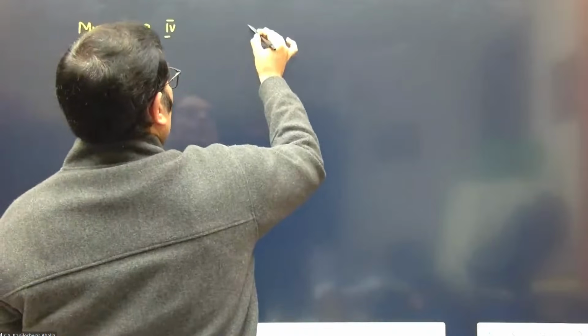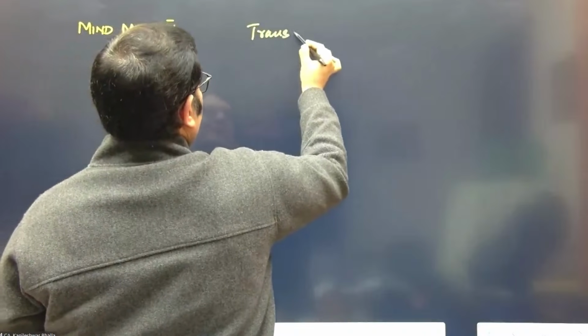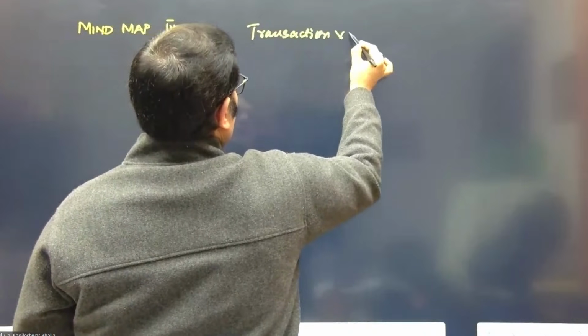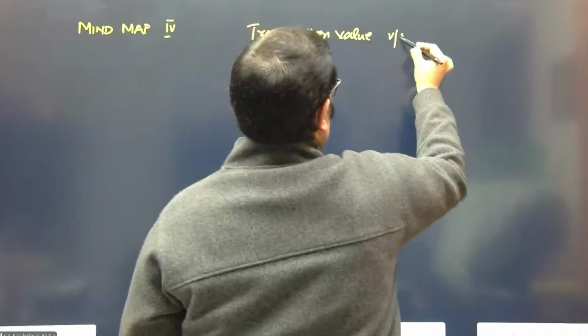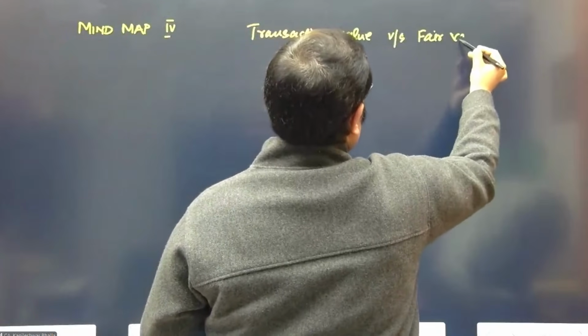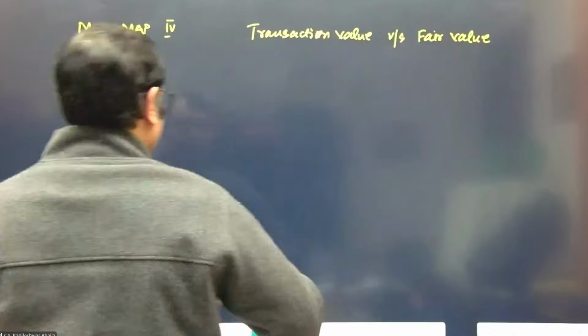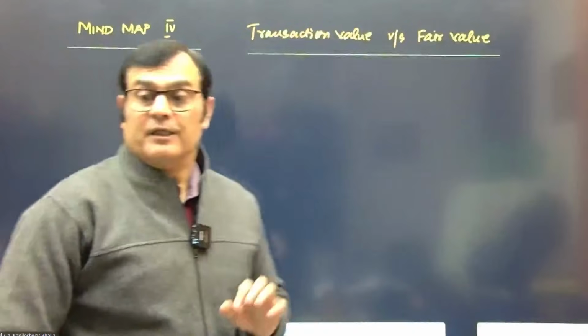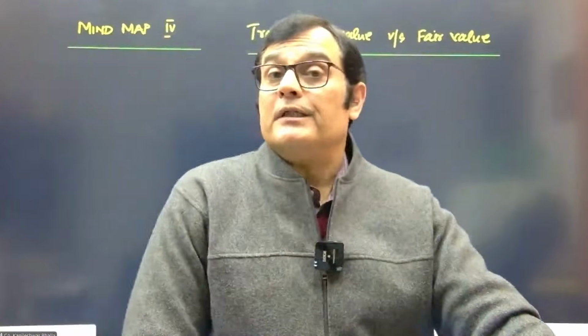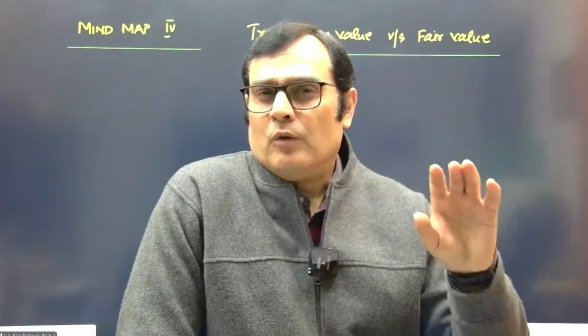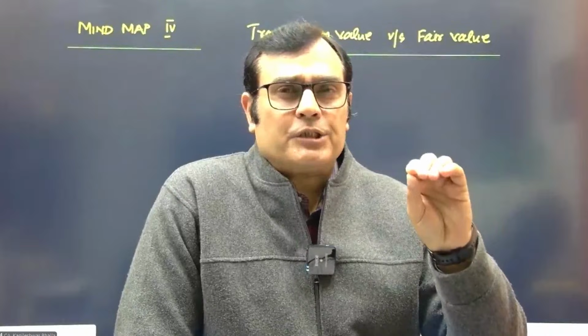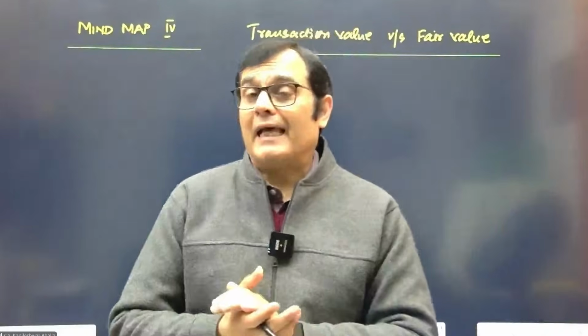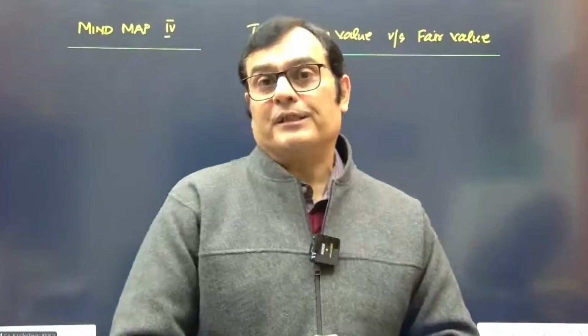So in terms of mind map number 4, my focus is now: if there is a difference between transaction value versus the fair value, how do you take care of the difference? So let's first of all remind ourselves of the accounting treatment when the fair value and the transaction value differ. You would recall that at the first instance, you need to identify, is the transaction at market terms or is it at off-market terms?